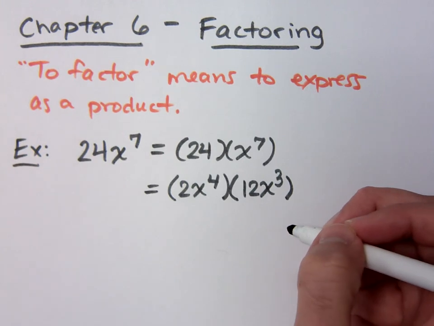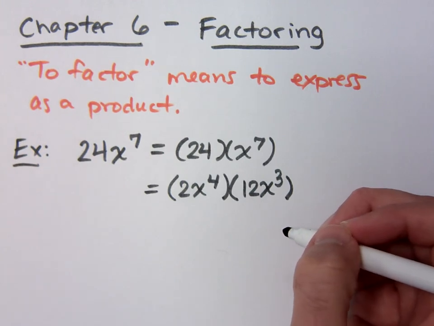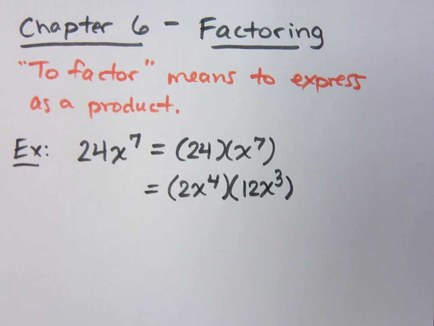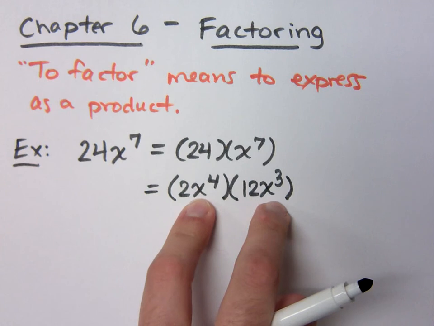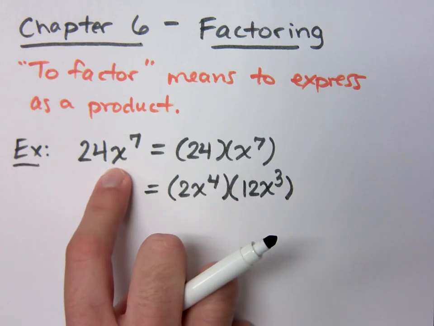I mean, this is all multiplication. We've said that the great thing about multiplication is the order doesn't matter, so I could say, 2 times 12 is a 24, and all these factors of x would be x to the 7th. Do y'all agree?